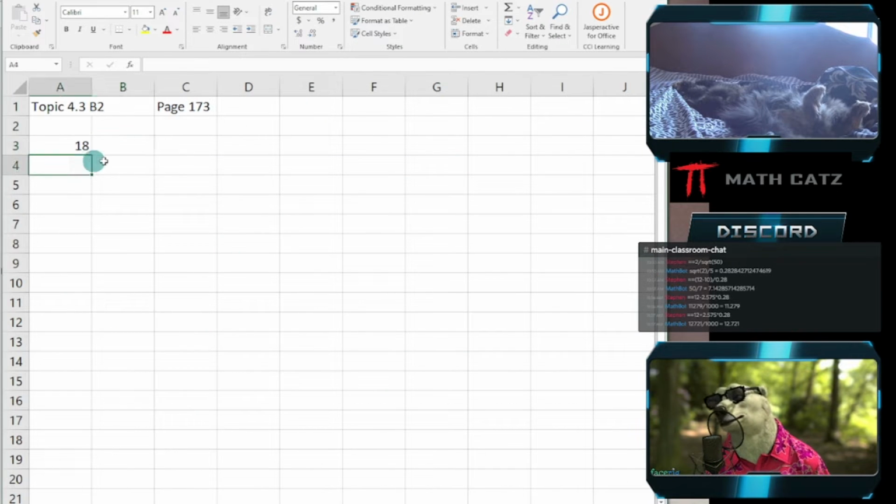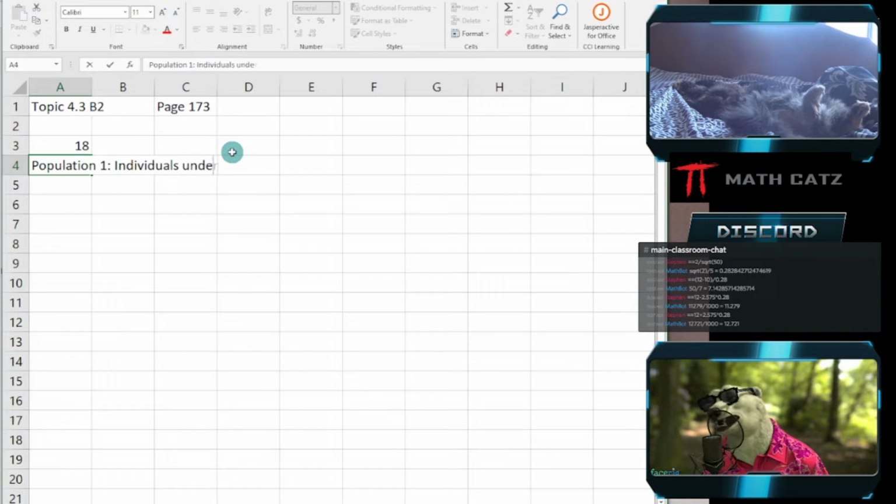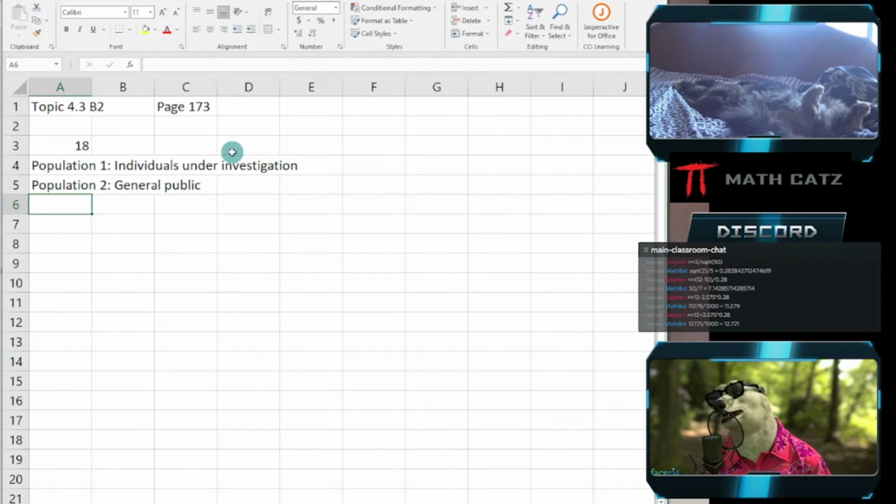So first up, maybe let's write it over here. We want to write the two populations. Population 1 will be individuals under investigation, and population 2, Excel wants to autocorrect, not autocorrect, guess what I want, the general public or whatever they said. I want to compare individuals I'm giving the special treatment to people in general.